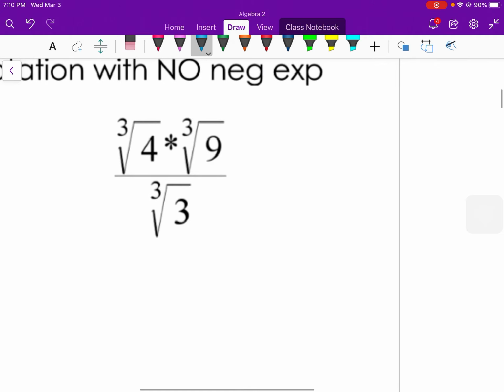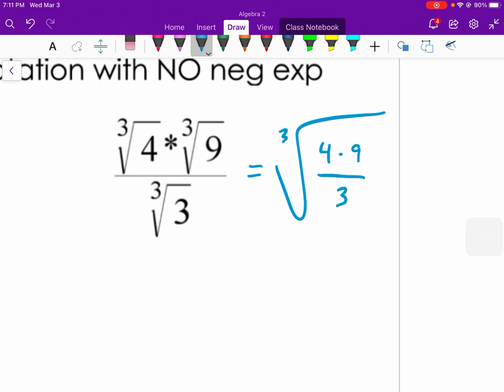Okay, so now here, this is a little new, but the same properties hold. If you have the same index, you can multiply what's underneath, and the same goes for the quotient. So we can multiply and divide everything under the same index because they all have an index of 3. So it'd be 4 times 3 over 9.